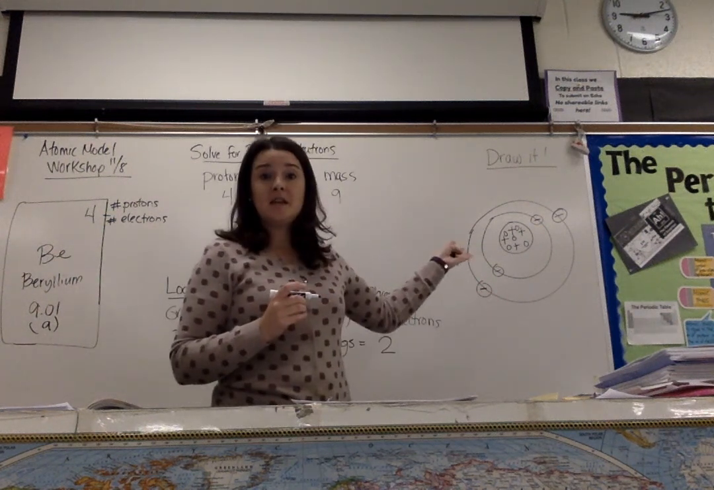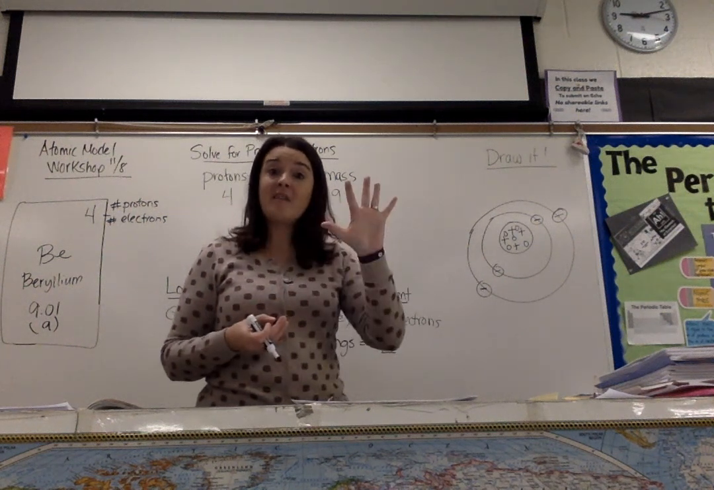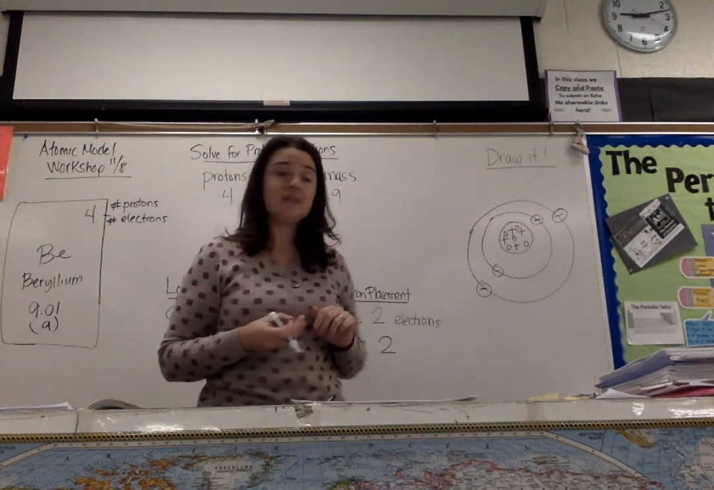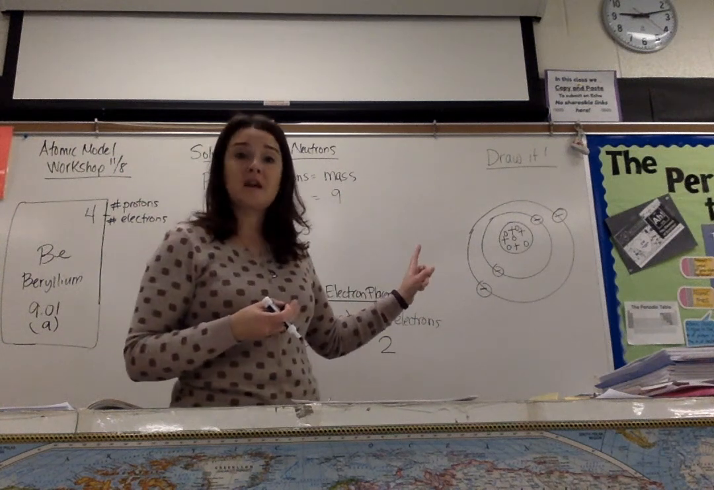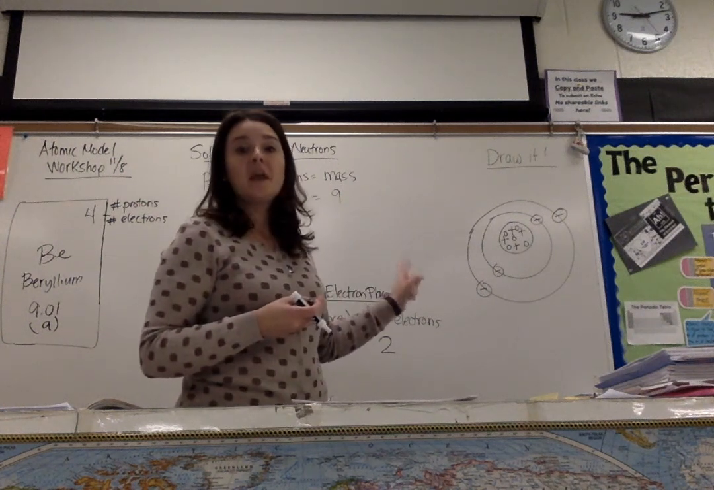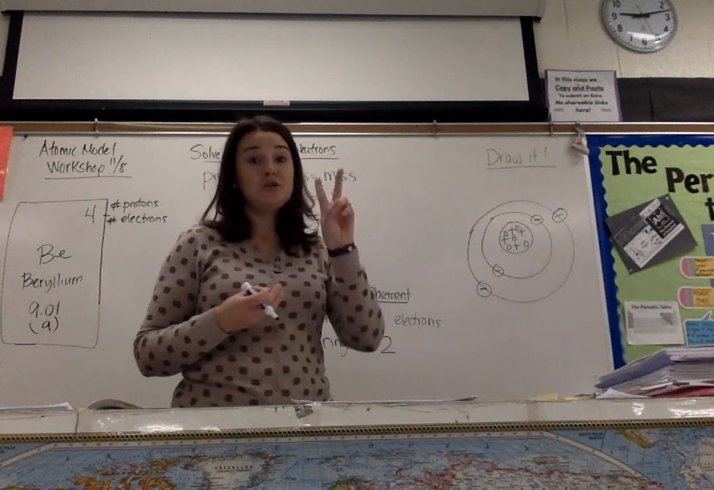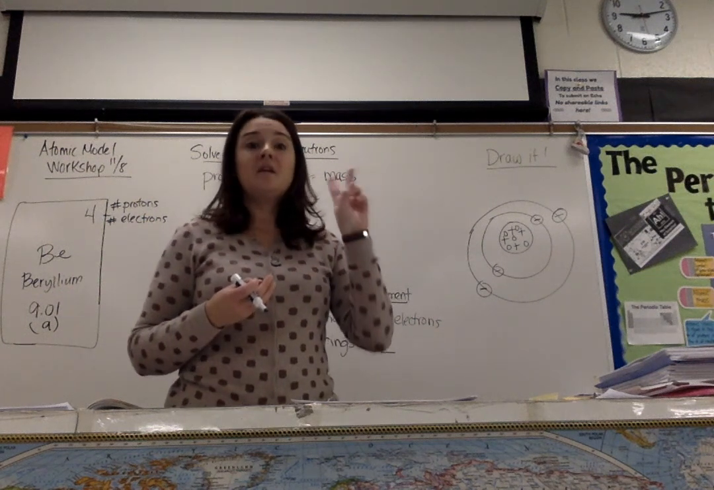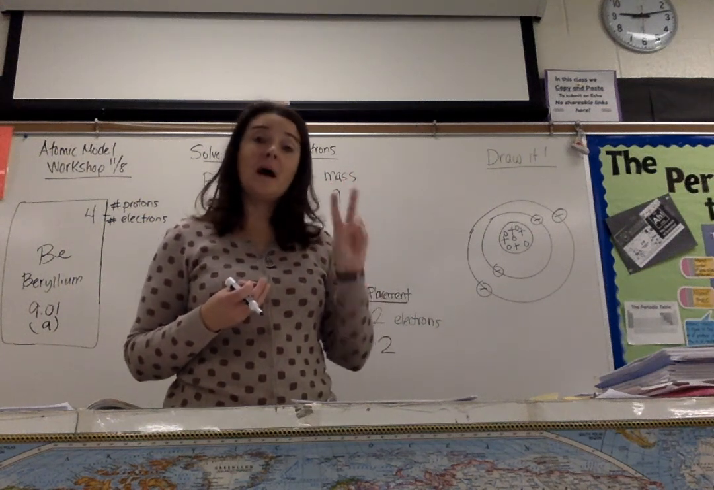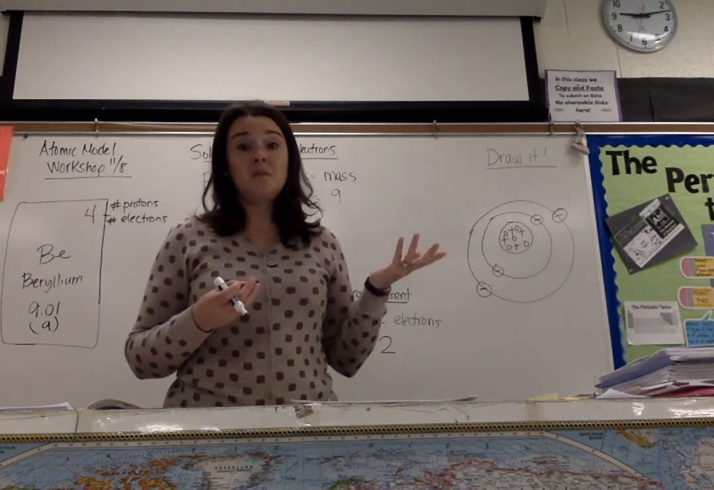Four protons in the nucleus, five neutrons in the nucleus, and four electrons, two found in the first ring and two found in the outer ring. Two rings because it's in period two. Two outer electrons because it's in family two.